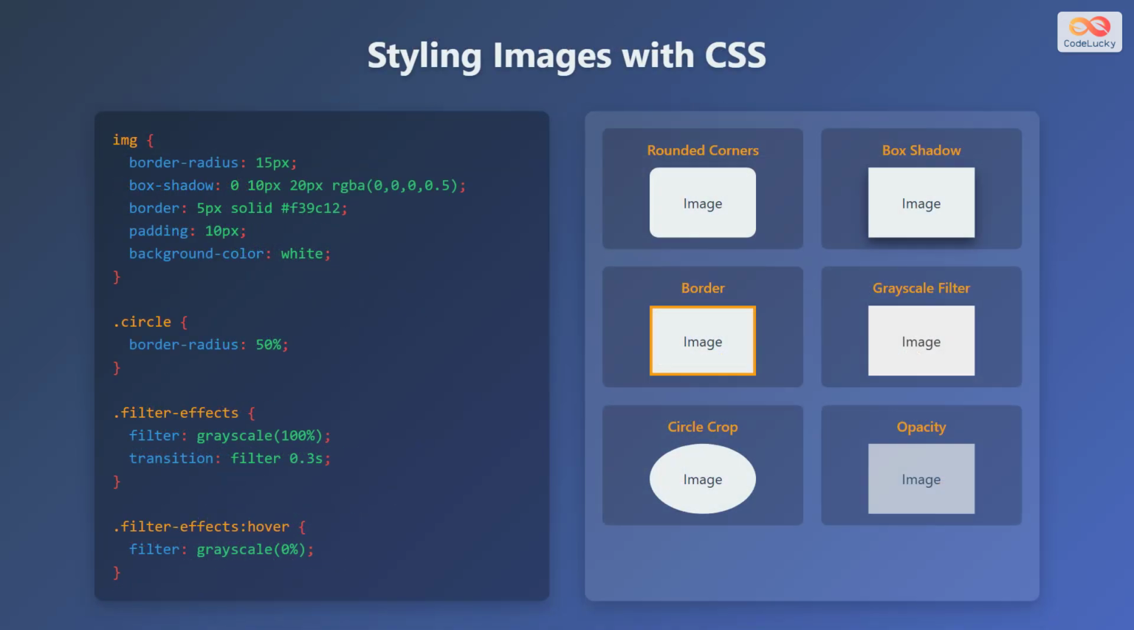CSS provides powerful tools for styling images. You can use properties like border-radius to create rounded corners, box-shadow to add depth, and border to outline the image. Additionally, you can use CSS filters like grayscale to change the image's appearance and transitions to create dynamic effects on hover. Examples of styling include rounded corners, box shadow, borders, grayscale filter, circle crop, and setting the opacity.